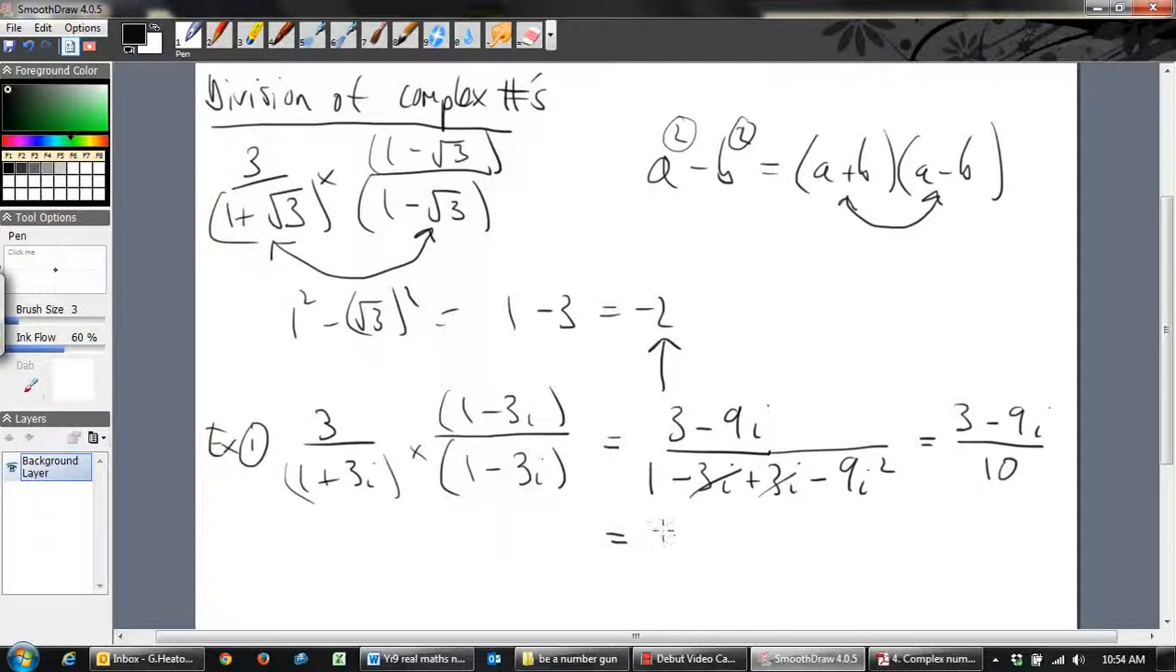Okay, and if you wanted to write that out as one nice little complex number, it's 3/10 minus 9/10 i. And that's how you divide complex numbers. When you've got a complex number on the bottom line and you have to write it out in the form a plus bi, then that's the way we do it.